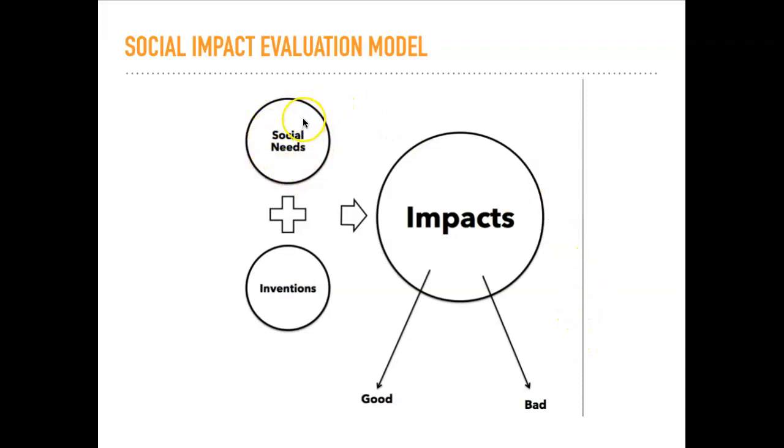So here we have social needs, and we're going to break this down into more detail. But social needs are kind of the why something is invented. It looks at what is missing in the society or in the community where the technology is being developed, and what is missing and why is that particular technology being made and implemented.